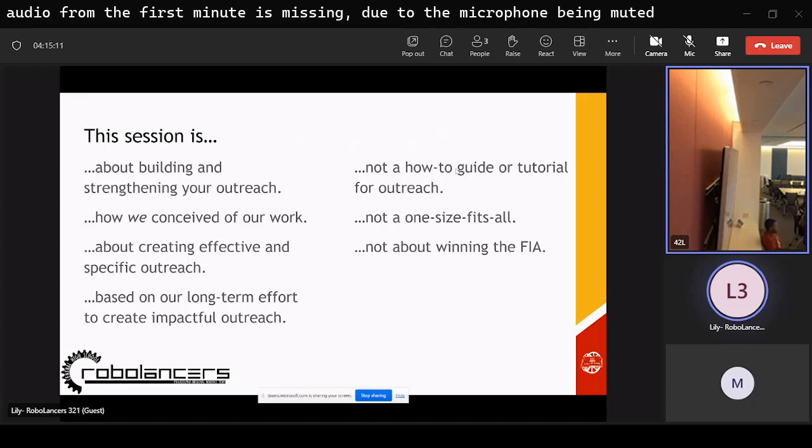We've been submitting for impact for 11 years now. This is not a quick process. This is not a how-to guide or a tutorial on outreach, again, and not a one-size-fits-all. What works for our team might not work for yours. And this is not about winning the first impact award. However, the next talk that we're giving right after this, How to Impact, is about using competitive strategies for submitting for the impact award. And so if you are wondering about that, please stay.